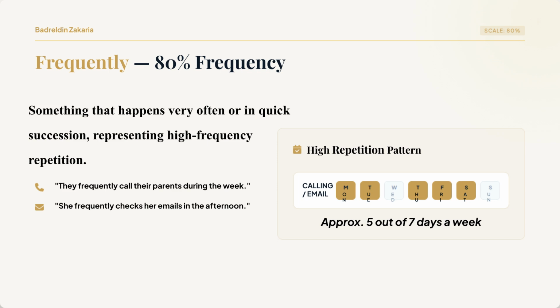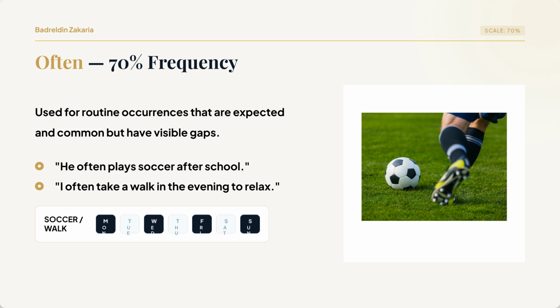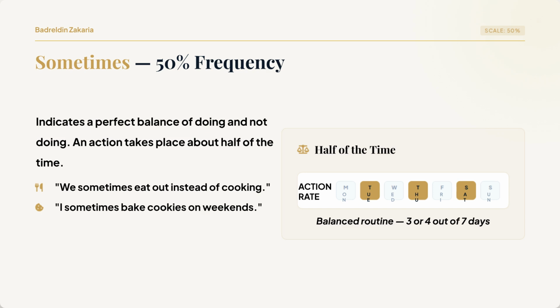Frequently indicates 80% frequency. This term is used for actions that happen very often or in quick succession, showing high repetition. Often sits at 70% frequency. It describes routine occurrences that are common but have visible gaps, like playing soccer or taking a walk.